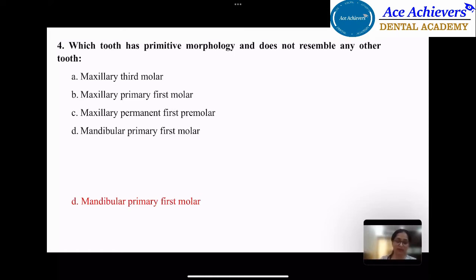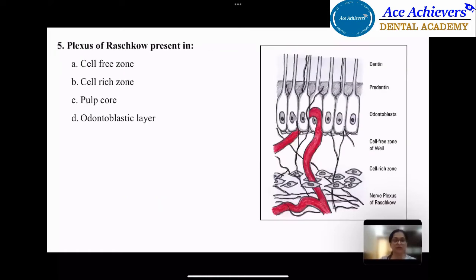Okay, so next we will move to our next question: the plexus of Rashkow is present in the cell-free zone, cell-rich zone, pulp core, or odontoblastic layer. Remember, the pulp has 4 histologic zones. As we go down from the dentine, first is the odontoblastic zone, second is your cell-free zone of Weil, third is your cell-rich zone, and fourth is your pulp core.